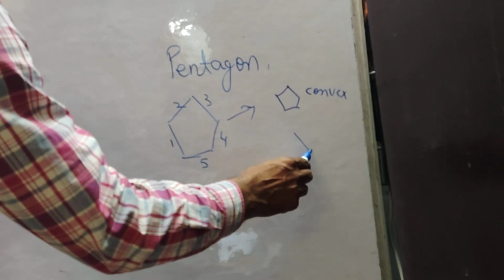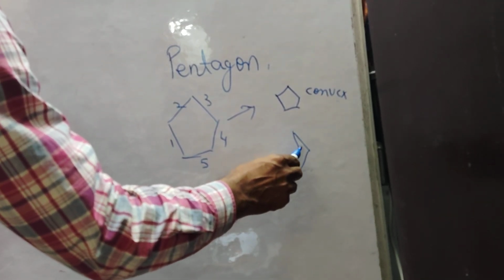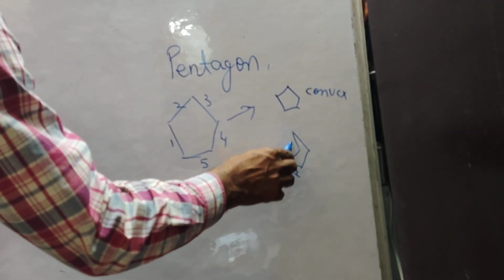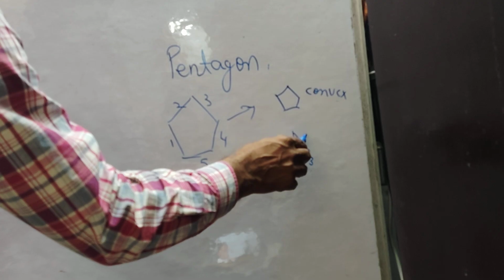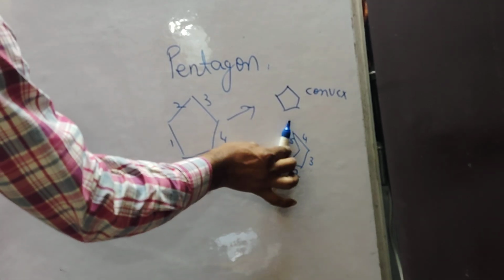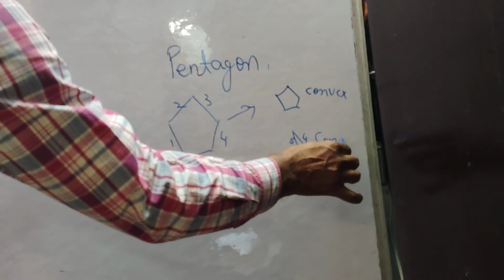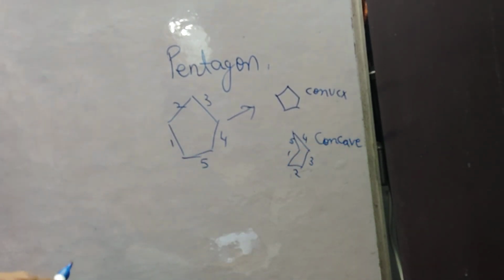And this is also a pentagon, but the diagonal is not coming inside the figure. This diagonal is outside. So it is called concave pentagon. If the diagonal is not inside, then it is called concave. So two types, concave and convex. A concave pentagon has one or two diagonals outside the figure.